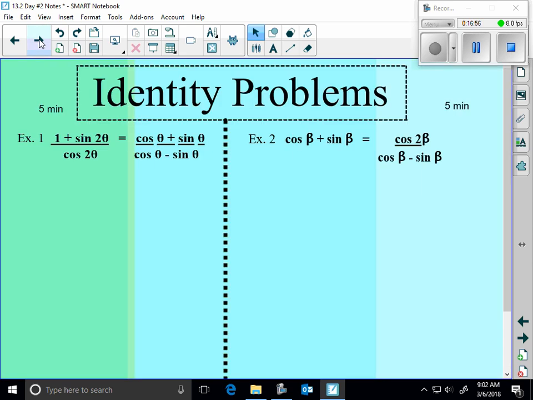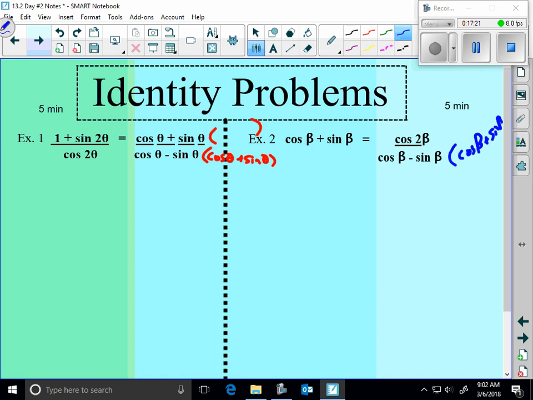Couple practice identities that maybe you can test on your own. What I would probably do, this is kind of messed up, but okay. So what I would do here is I'd multiply by the conjugate, cosine theta plus sine theta. Do that here and here. Okay, that should get you to where you want to be. Same thing over here, do cosine beta plus sine beta, top and bottom, and that's probably going to get you where you want to be.